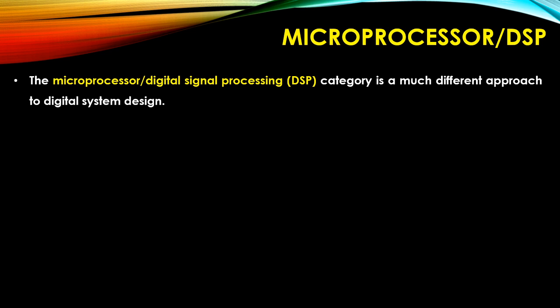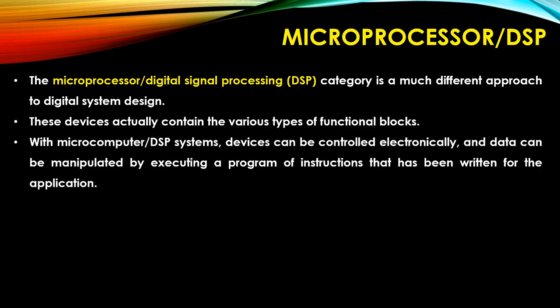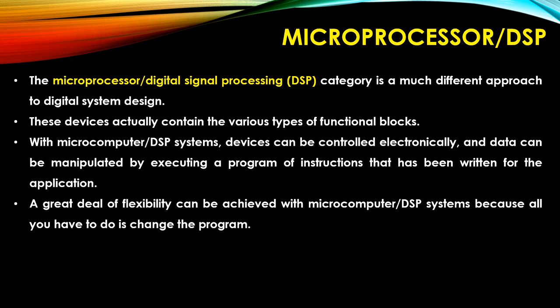Now if we look into the category of microprocessor and DSP, it is a much different approach to digital system design. These devices contain various types of functional blocks, with which microcomputer and DSP systems can be controlled electronically, and data can be manipulated by executing a program of instructions written for the application. This provides a great deal of flexibility, because all we have to do is write a program into the microcontroller or the microprocessor system.